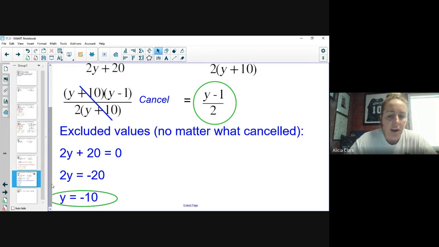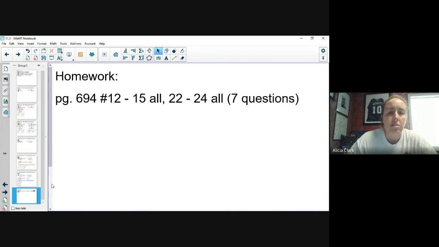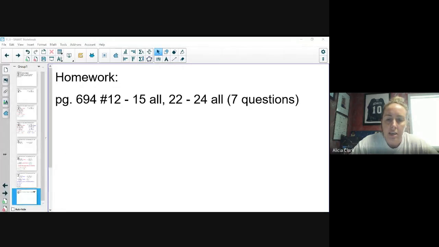Again, if you're having issues factoring, this might be a struggle, so please reach out to me if you need a factoring refresher. Your homework is only going to be 7 questions. Most of it has to do with excluded values. These questions right here, 22 through 24, are going to be simplifying and then stating the excluded values. So notice that these are all questions, so 12, 13, 14, 15, and then 22, 23, 24, not just the odds. So I hope that helps. And if you need anything as far as the factoring and extra stuff goes, let me know.